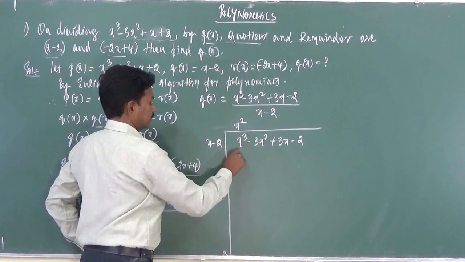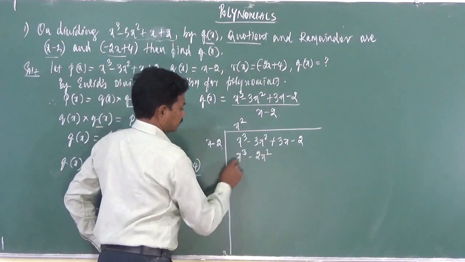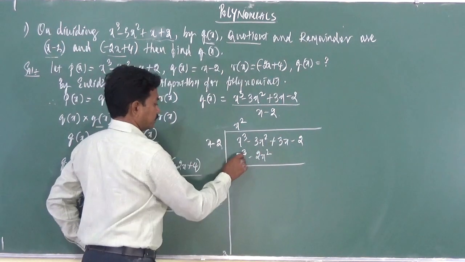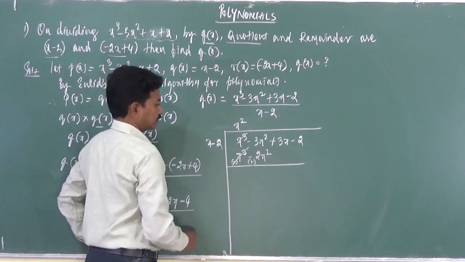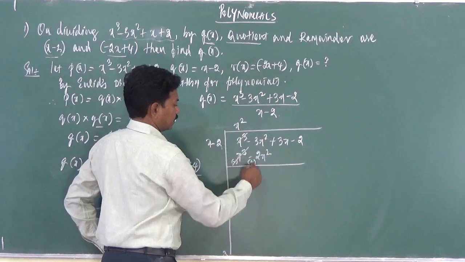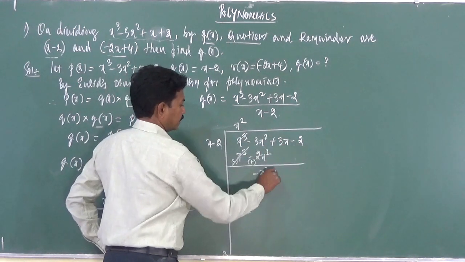X into x square is x cube. Minus 2 into x square is minus 2x square. Let us subtract this from this, so the sign changes. Plus x cube minus x cube cancels. Minus 3x square plus 2x square is minus x square. These two terms we will take down.